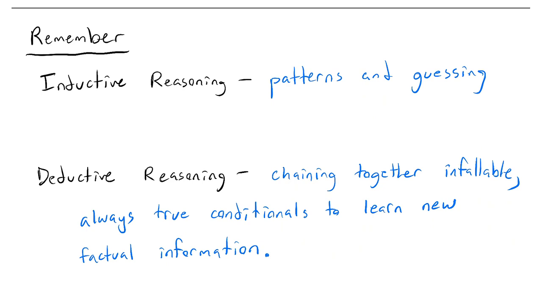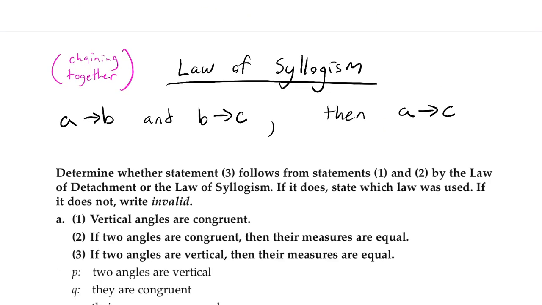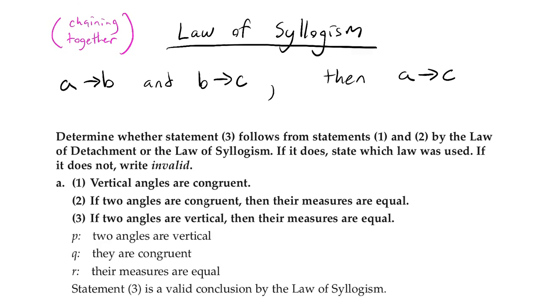Deductive reasoning, however, is chaining together infallible, always true conditionals to learn new factual information, right? Okay, big difference there. Facts. A absolutely leads to B always, or we prove that statement is false. And then that statement is false. There's no negotiation, right? That's the beauty of deductive reasoning. Okay, so first is law of syllogism, chaining things together.